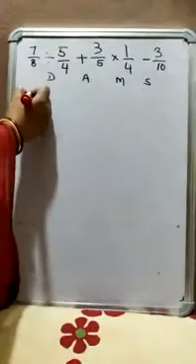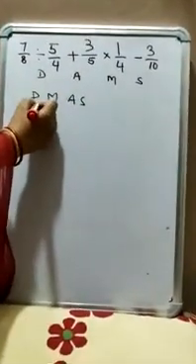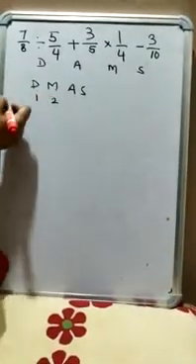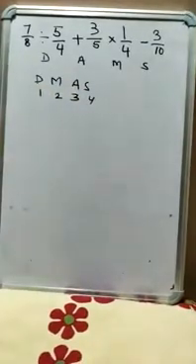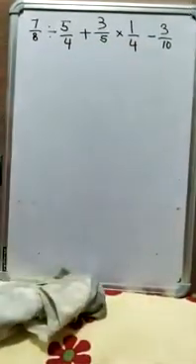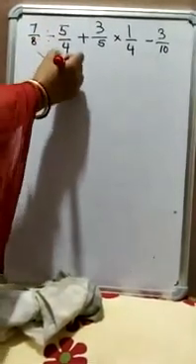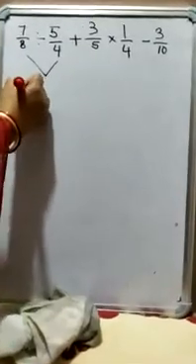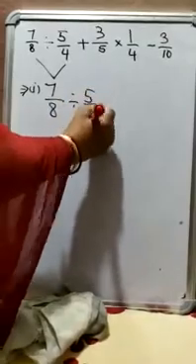So how will we do it? It is DMAS, the rule of simplification. It means firstly we have to do division, secondly multiplication, third addition, fourth subtraction. Following this sequence DMAS, we will solve this mathematical expression. Firstly we will do this division. So here, first step: 7 by 8 divided by 5 by 4. How will you solve it?